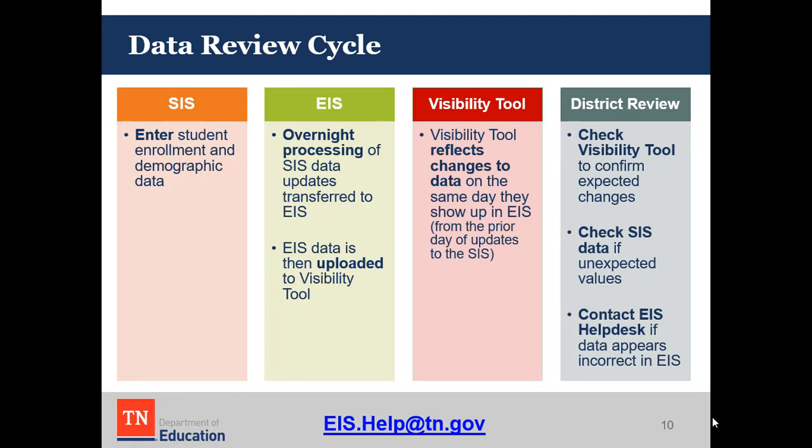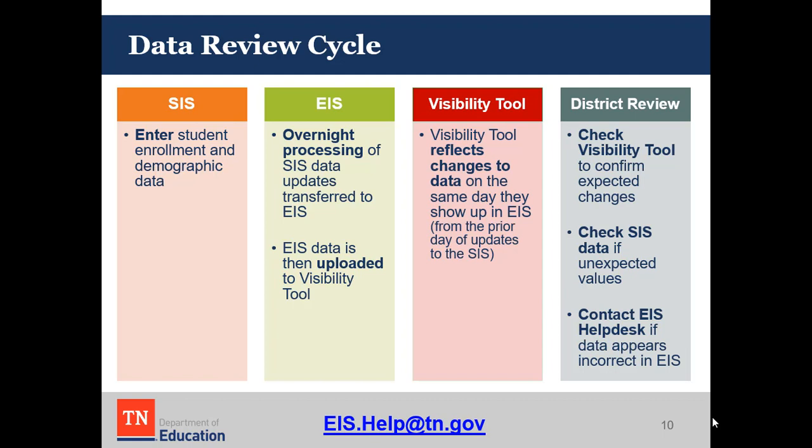The data review cycle is as follows. You'll enter student enrollment and demographic data into your SIS. There is overnight processing of your SIS data as they are transferred to EIS. That EIS data is then uploaded into the visibility tool. The visibility tool reflects changes to data on the same day that they show up in EIS from a prior day of updates to the SIS.